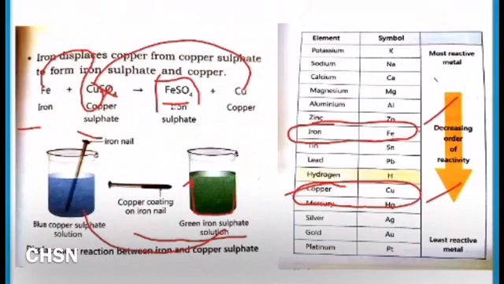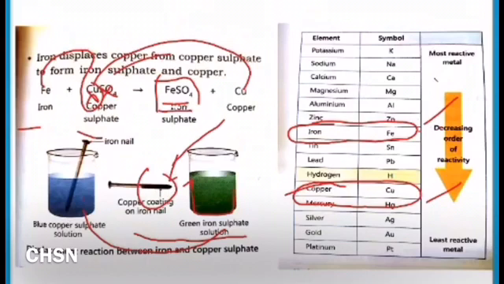And on the iron nail there will be reddish brown coating. So why is there reddish brown coating? This is due to the formation of the second product, copper, because copper is displaced by iron. This displaced copper will be deposited on the iron nail, and instead of copper there will be iron. So copper sulfate is changed into iron sulfate. Its color is green, so the blue color will become green colored iron sulfate solution. So this type of reaction is called displacement reaction.